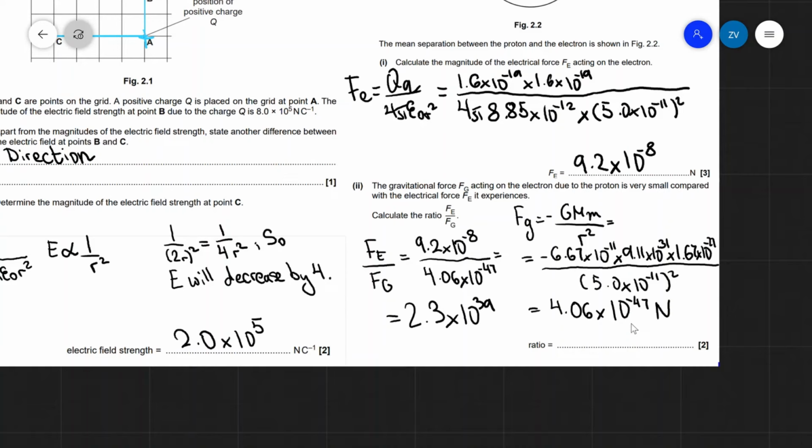As soon as we divide those two numbers, remember a ratio is simply one number divided by the other. So in this case, the electrical force is 9.2 times 10 to the power of minus 8, and we calculated that here. The gravitational force is 4.06 times 10 to the power of minus 47, and we calculated that here. And when we divide those two numbers, we're going to get 2.3 times 10 to the power of 39. So remember, the electrical force is many orders of magnitude stronger than the gravitational force.